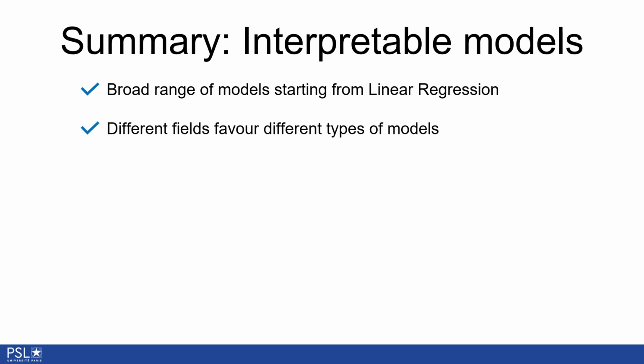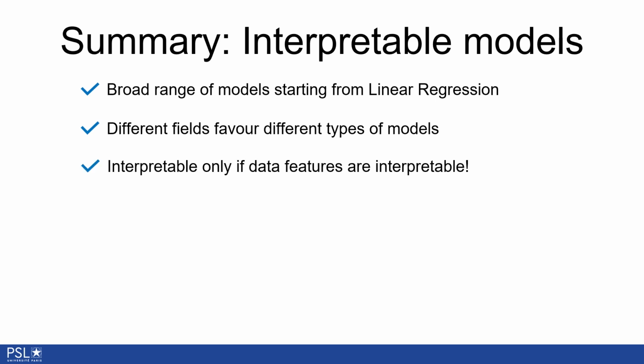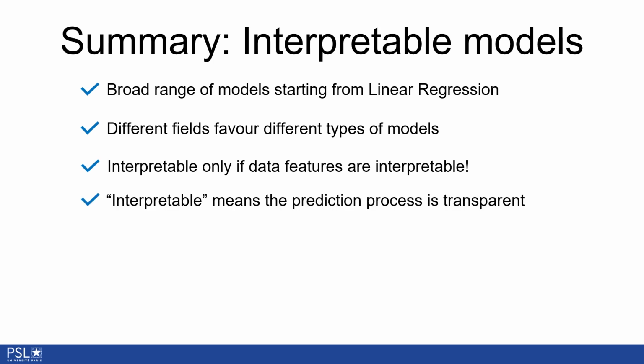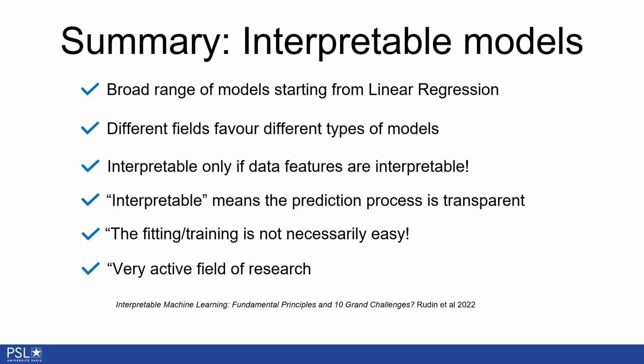Different fields tend to favor different types of models, and it is important to keep in mind that a model is interpretable only if the data features are themselves interpretable. Interpretable means that the prediction process is simple and transparent, but in general, fitting or training interpretable models is not necessarily easy, and for many of these models, the optimization problems underlying training are a very active field of research. To conclude, one of the key concepts that I introduced is the idea of a trade-off between predictive performance and the simplicity of the model.